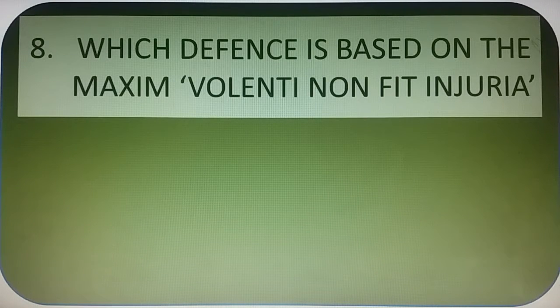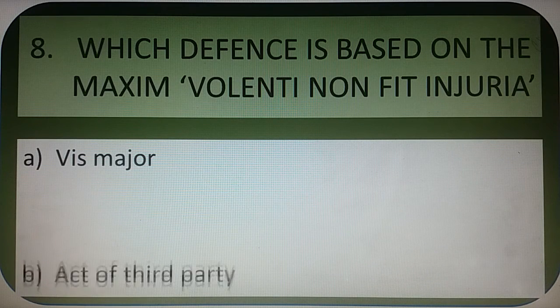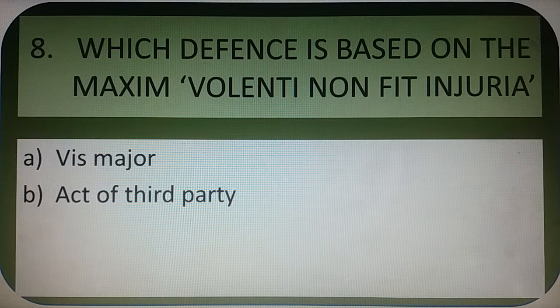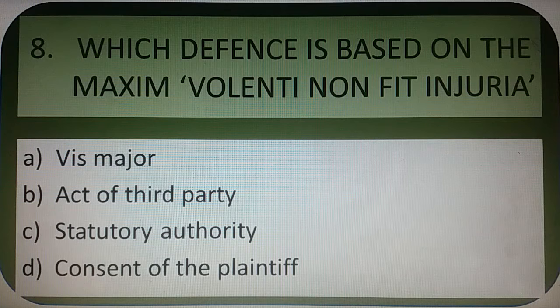Next, which defense is based on the maxim volenti non fit injuria? Options are A. Vis major, that is act of God. B. Act of third party. C. Statutory authority. D. Consent of the plaintiff.